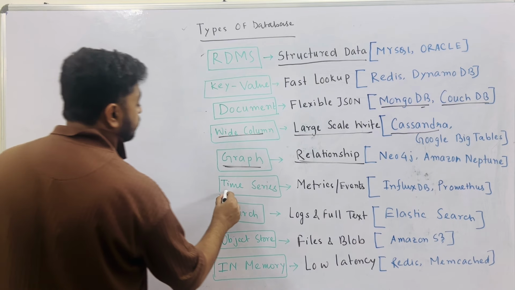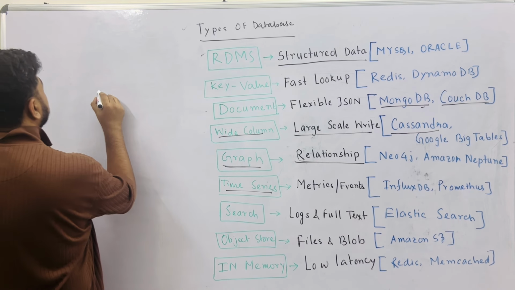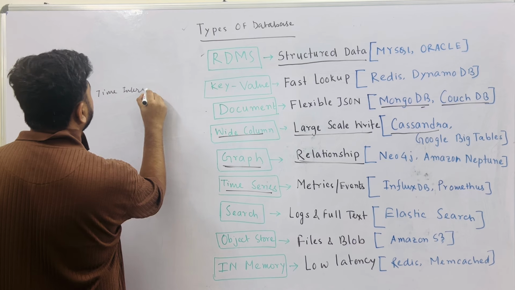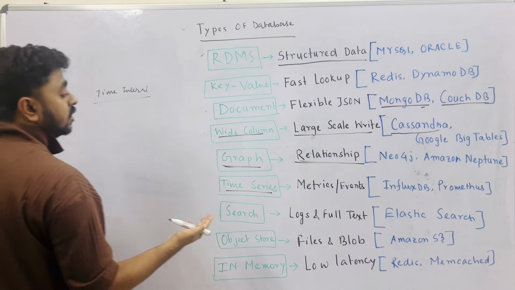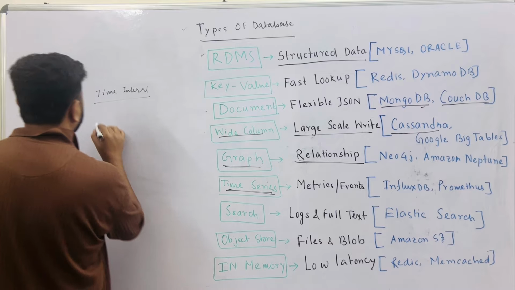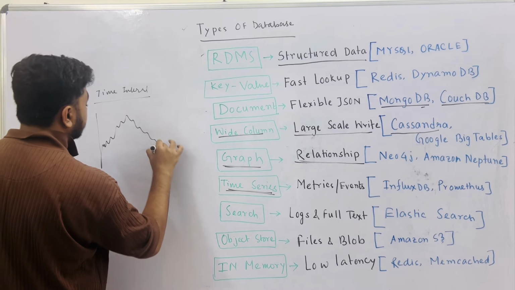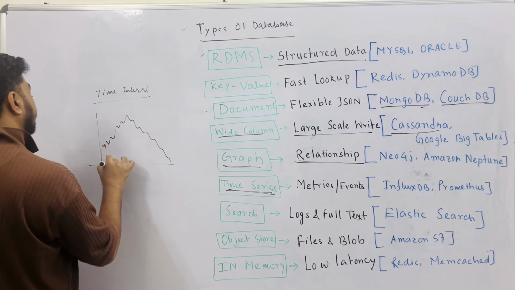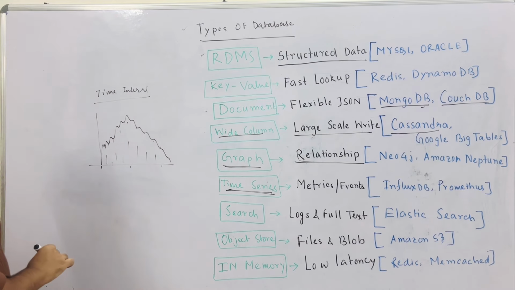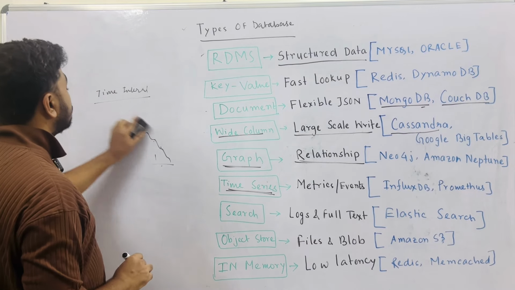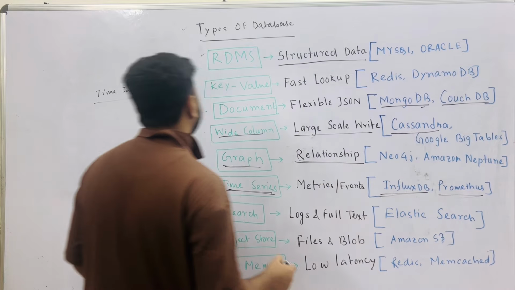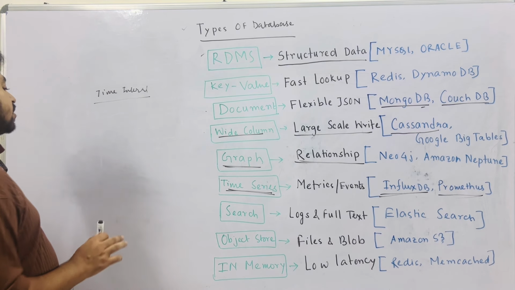Another is time series. Time series means whenever you have to store the data at particular time intervals, there you have to use a time series database. For example, the stock price, where you have to store the stock price at a particular time interval. Suppose each second you have to calculate the stock price and make a graph. In this type of application, you have to use a time series database. The most commonly used are InfluxDB and Prometheus. I have seen a couple of applications using InfluxDB.